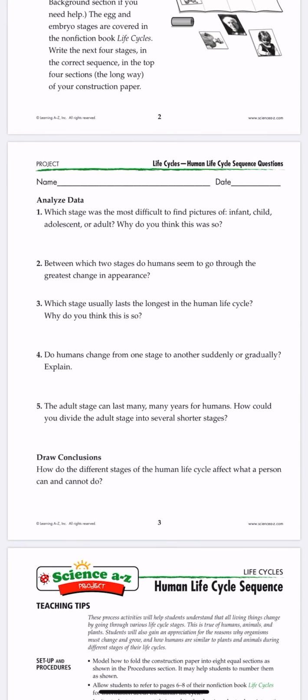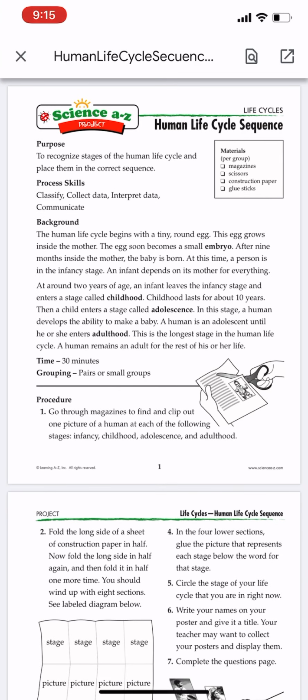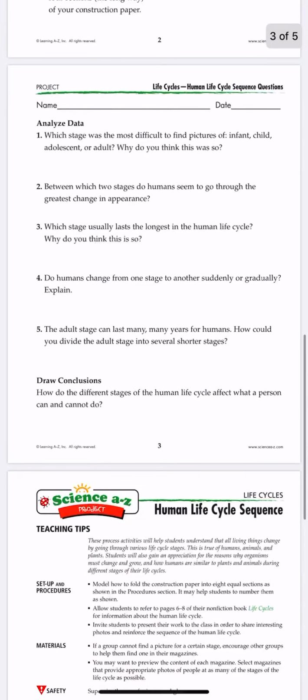Make sure whenever you're answering these questions, you answer in complete sentences using your neatest handwriting so I can read it. This project should be, like it says, about 30 minutes. So don't spend too much time on it. It's okay if it's not absolutely perfect. Do the best you can, be as neat as you can, and don't forget to take pictures and send it to me so I can see your project and your answers at the bottom.